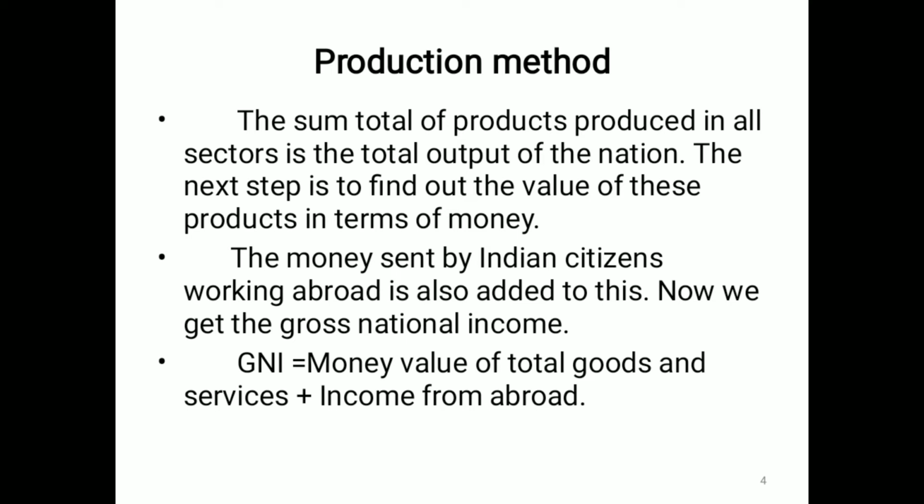According to the production method, the sum total of products produced in all sectors is the total output of the nation. The next step is to find out the value of these products in terms of money. The money sent by Indian citizens working abroad is also added to this. Now we get the gross national income. So gross national income equals the money value of total goods and services plus income from abroad.